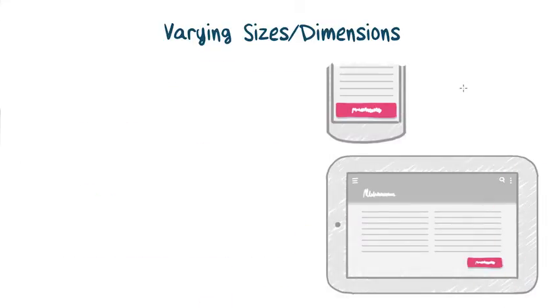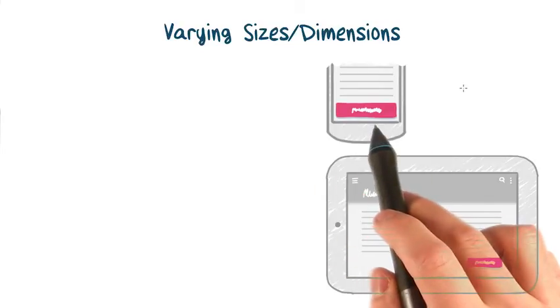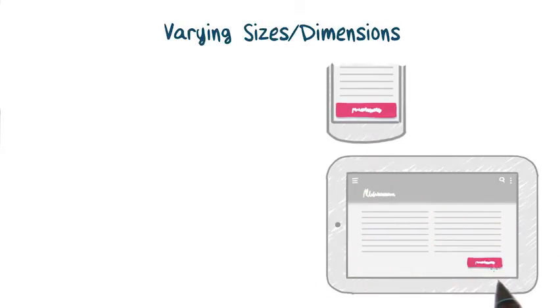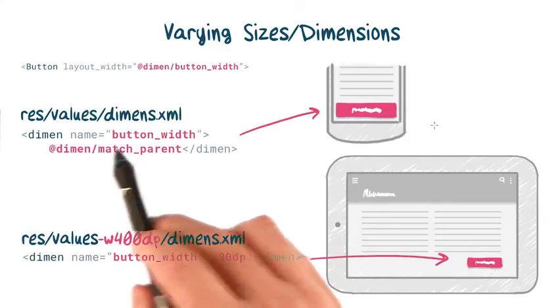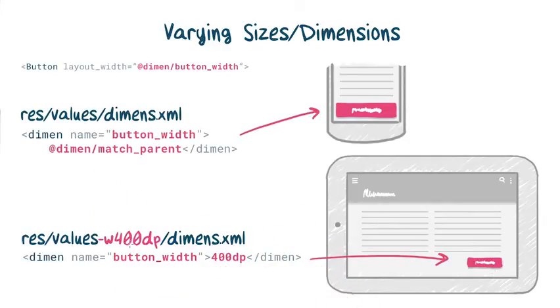Here's another example. A full width button on a phone might get too wide past 400dp. So you can create a dimension resource called button width that's match parent on a phone and exactly 400dp once the screen width is larger, using the W400dp qualifier.